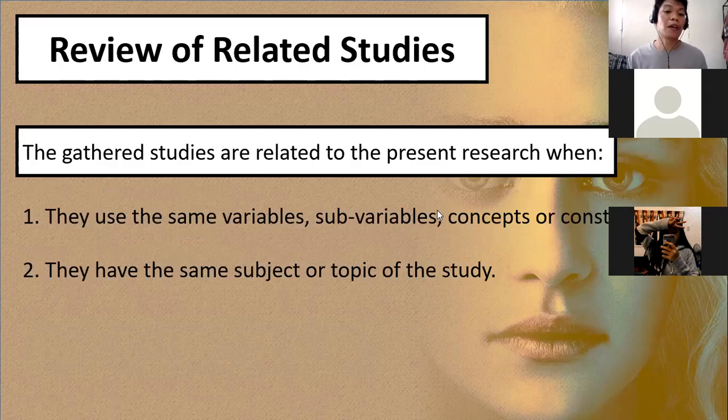Okay, the gathered studies are related to the present research when they use the same variables, subvariables, concepts, or constructs. They have the same subject or topic of the study. When looking for specific related studies that you can use for your research, you can consider the variables in the study, the sub-variables, the concepts, and the related topics. Not necessarily the same theoretical framework or theory-based, as long as the topic is related and there is similarity.